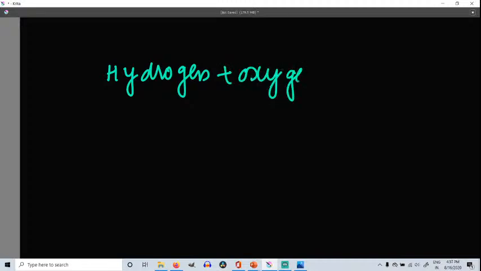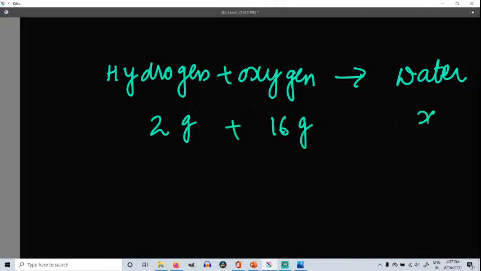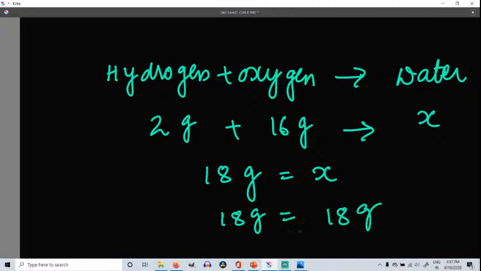So suppose this is hydrogen plus oxygen, both combining together to make water, right? And they are saying if you take 2 gram of hydrogen and 16 gram of oxygen, what will be the mass of water? So what will be the mass of X? Obviously 2 plus 16 is 18 gram. It means X is equal to 18 gram, so 18 gram is equal to 18 gram. It means the total mass of reactants is equal to the total mass of the products. Understood, Rishika? So very easy.